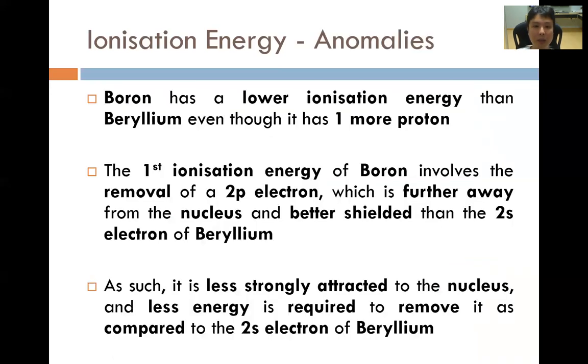In words, boron has a lower ionization energy than beryllium, even though it has one more proton. The reason being, the first IE of boron involves the removal of a 2p electron, which is further away from the nucleus and better shielded than the 2s electron of beryllium. As such, it is less strongly attracted to the nucleus and less energy is required to remove it as compared to the 2s electron of beryllium.